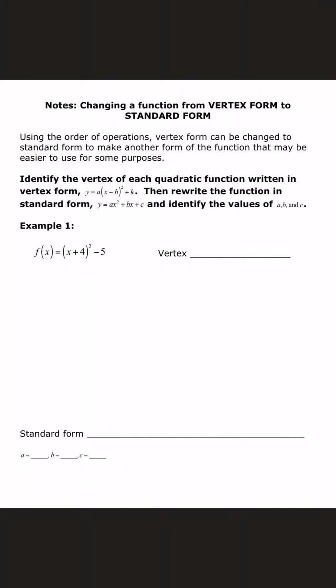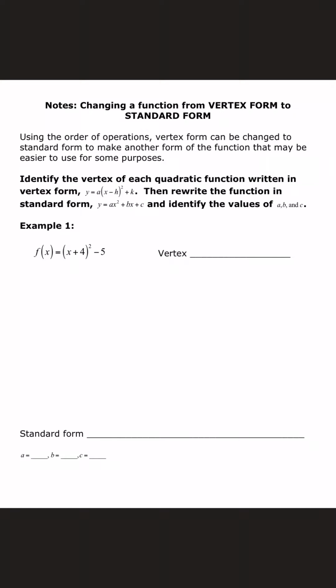So what we're going to do is take this vertex form, y equals (x plus 4) squared minus 5, and convert it into something that looks like this: no parentheses, it's your ax squared plus bx plus c.